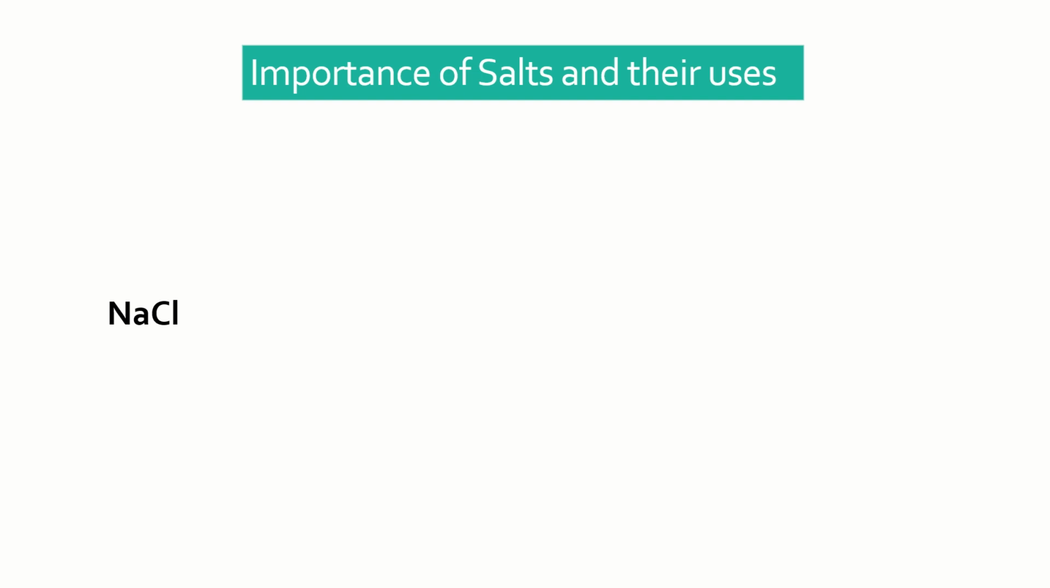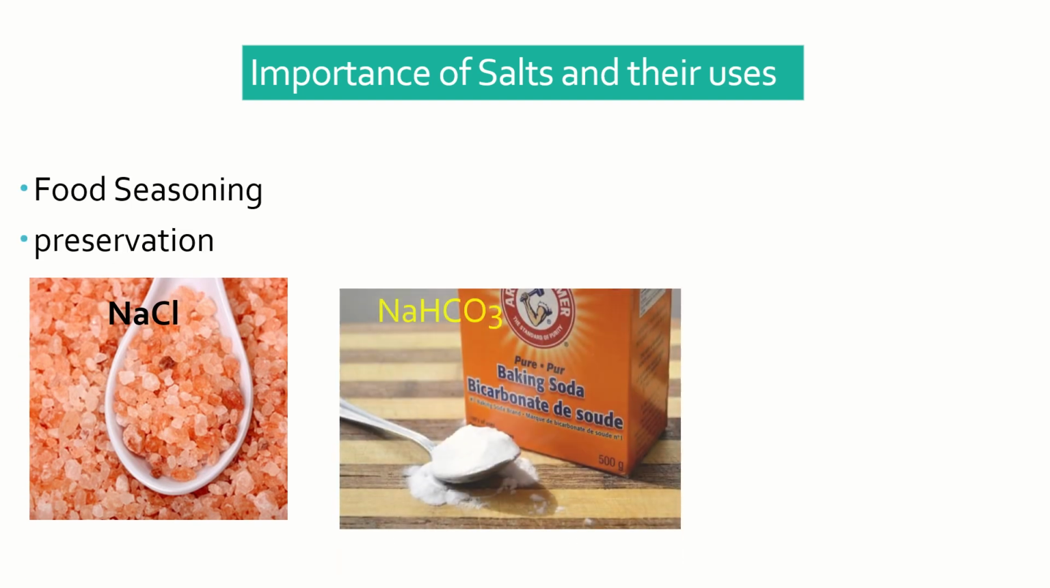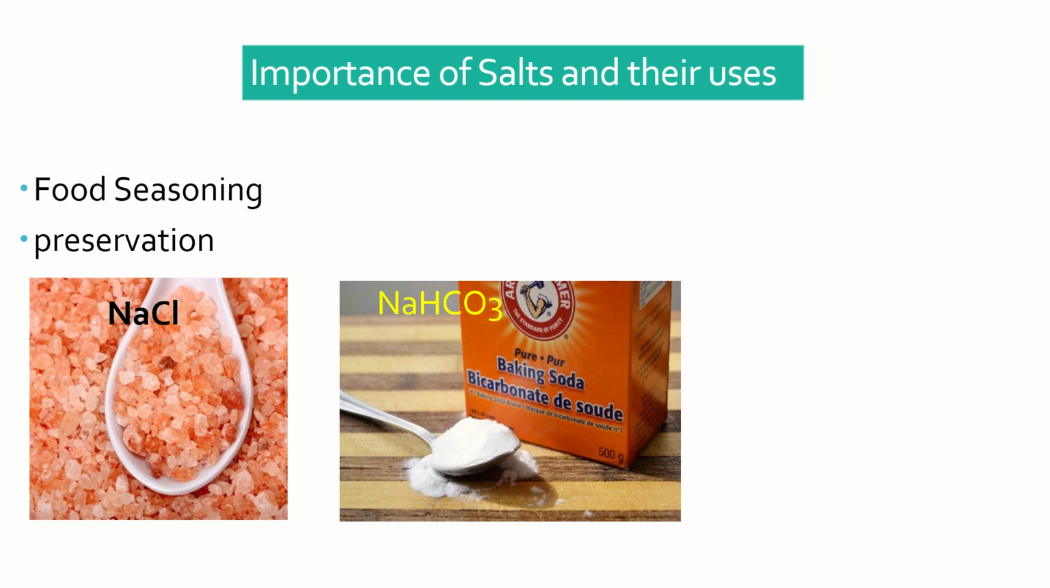Next is the importance of salts and their uses. First example is sodium chloride salt, used for food seasoning and preservation. Second is sodium hydrogen carbonate, that is baking soda. It is used as an antacid. Whenever you have an acidity problem, you can take baking soda to neutralize the acid in your stomach. It is also used for cooking.